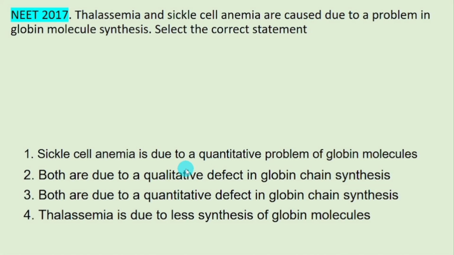Sickle cell anemia is due to a quantitative problem of globin molecules. So see, it is the quality of globin which is affected in sickle cell anemia. The quantity is not affected. There is no reduction in synthesis of globin chains. So this statement is incorrect. Sickle cell anemia is a qualitative problem of globin molecules. Okay, quantitative problem is the incorrect statement. The answer is thalassemia. When we discuss thalassemia, then you will be able to understand this particular point.